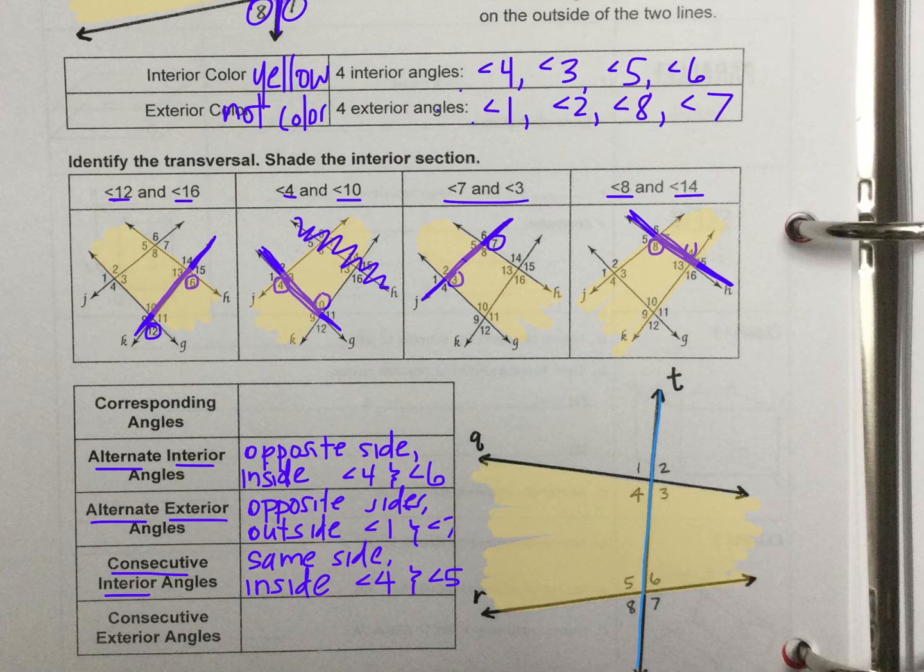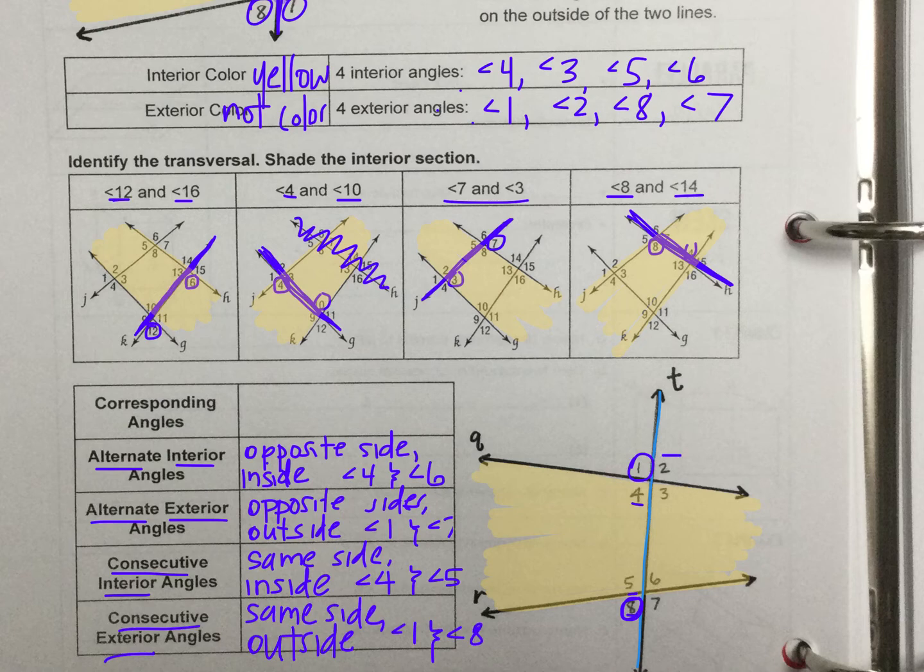The next one we're going to look at is consecutive exterior. Same side, but exterior means outside. So let's look at angle 1. The same side of the line, it could be 4, 5, or 8. They're on the same side of the blue line, but it has to be outside. So 8 is the only possible answer.